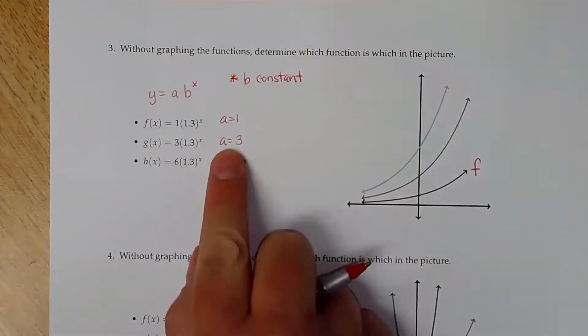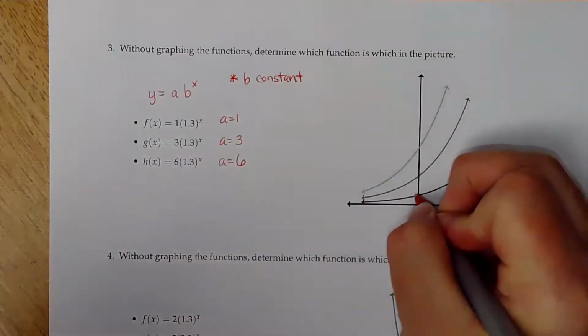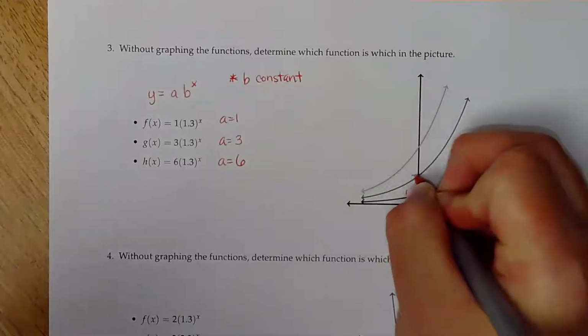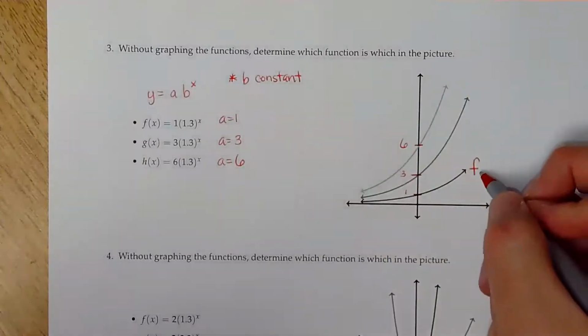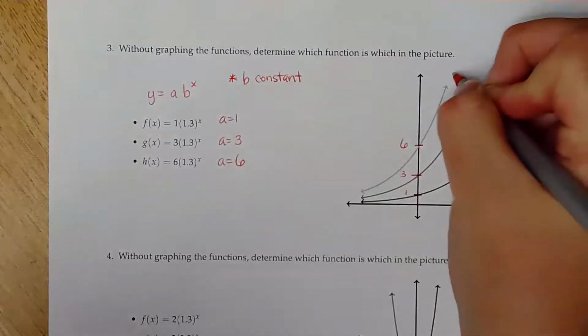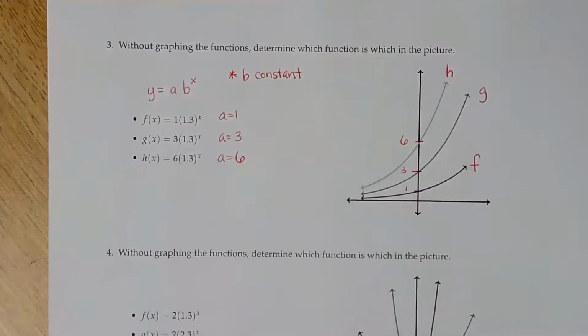G crosses at a equals 3, and H crosses at a equals 6. So it's reasonable to assume that this is 1, this is 3, and this is 6. And so this was F, that makes this one G, and this one H. Okay, so we've identified those ones.